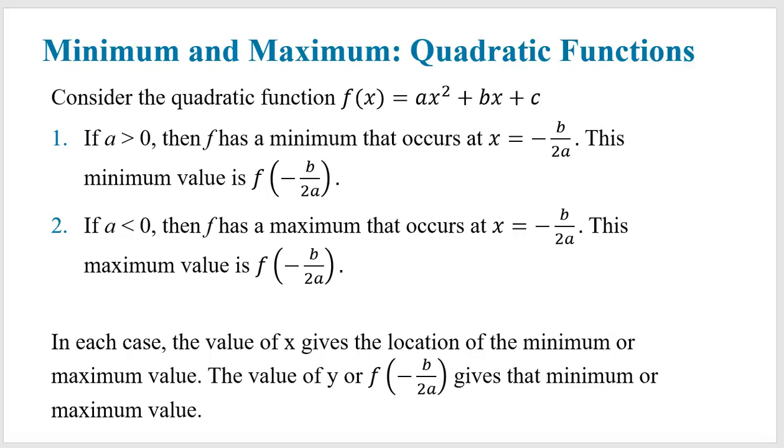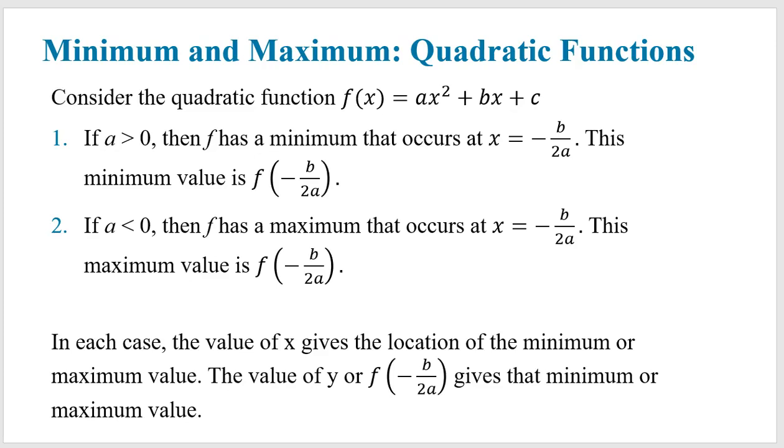Once you have found your vertex, you will be able to find your minimum or maximum value in your quadratic function. Because the parabola is U-shaped, that vertex lies at the bottom or the top of that U. So as you find your vertex, you can then figure out if you have a minimum.